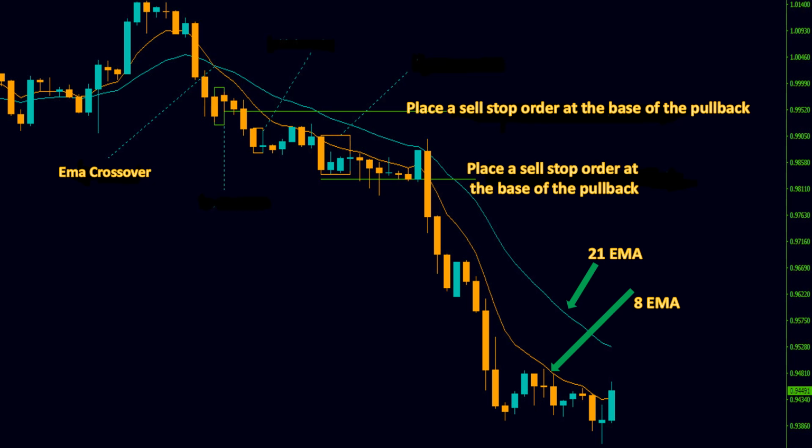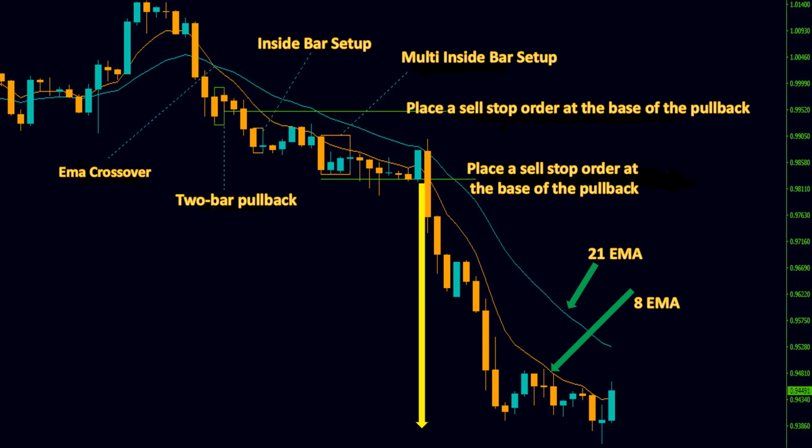You can see 2-bar pullback setup, as well as 2 inside bar setups. They all represent a pullback, or a pause, or a period of local consolidation. After that, the price collapses.